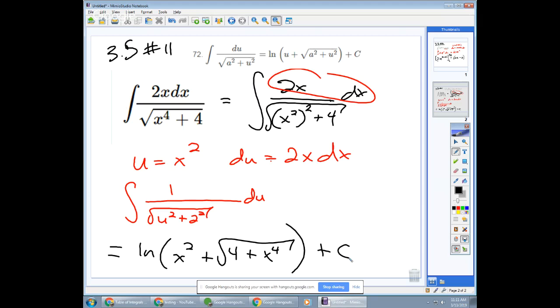So, what if we didn't have the table? What might we do? Trig substitution, yeah, so let's try trig substitution next, review that technique.